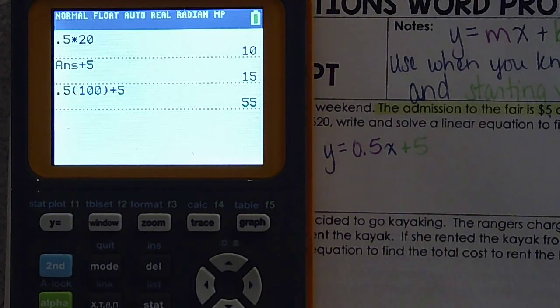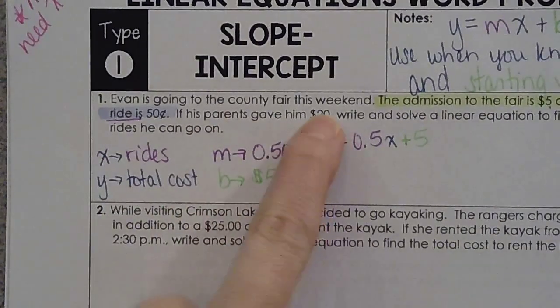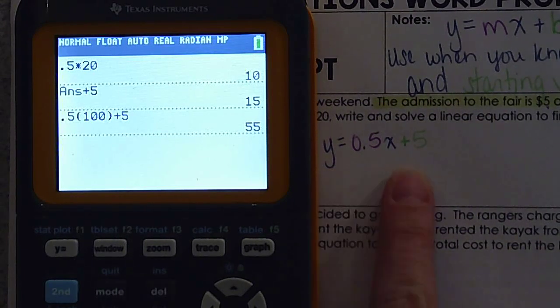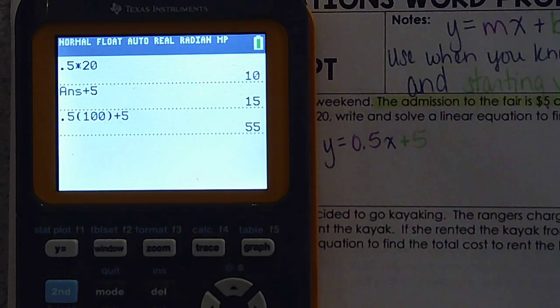So what we have to see right now is we're ignoring $20. We're not even looking at that right now. That's not part of the question yet. We have an equation that represents any number of rides he rides and how much it's going to cost him. And we could figure out any combination that we wanted to. He might ride 5 rides and spend $7.50. He might ride 10 rides and spend $10. He might ride 20 rides and spend $15. He could ride 100 rides and it'd cost him $55.